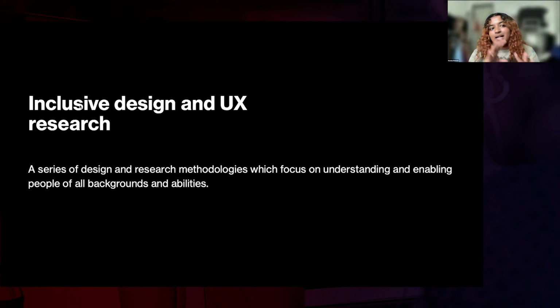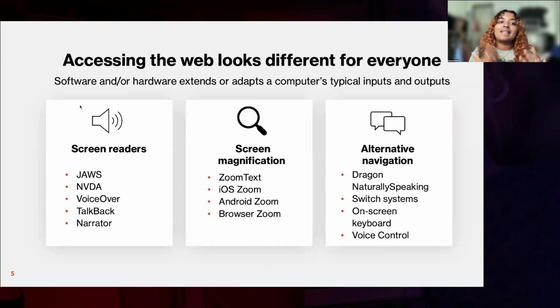And when I'm talking about inclusive design and UX research, without making it too complicated, what that really is, is a series of design and research methods that focus on understanding and enabling people of all backgrounds and abilities. And so when we take that method and approach that lives in the world of UX and apply that to accessibility, what that means is actually treating assistive technology users, people with disabilities who are using things like screen readers, screen magnification, and alternative navigation tools, alternative navigation being any of those other assistive technology that can support operating as your mouse and keyboard.